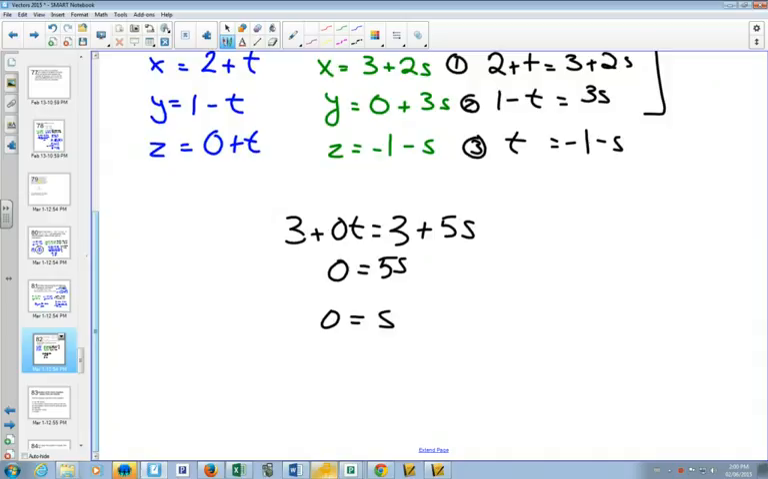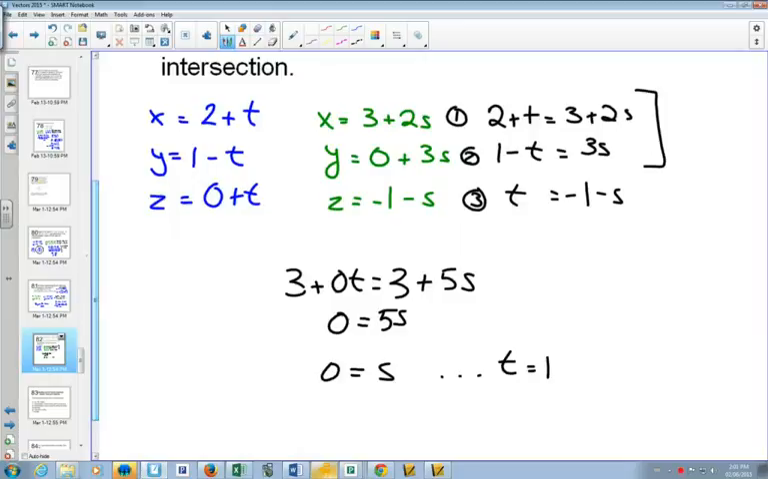If s is equal to 0, plug that back in. Looks like it's easiest to plug that back into equation number 2. And you would get t is equal to 1. So our first 2 equations say s is 0, t is 1. What we have to see is, does that work for our third equation?